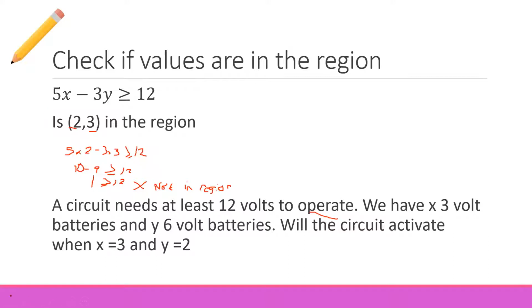Down the bottom here, we have a worded example of the same question. I can't remember why I included a worded example. This might be because it pops up in the exercise, so I thought I better show you guys. A circuit needs 12 volts to operate. We have x 3-volt batteries and y 6-volt batteries. Will the circuit activate when x is 3 and y is 2?